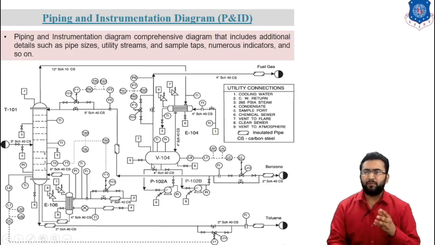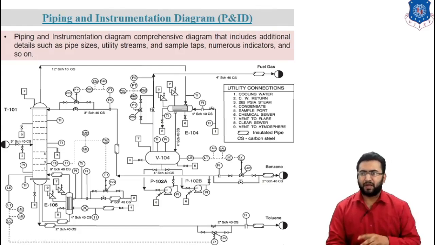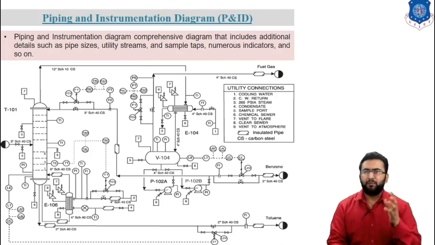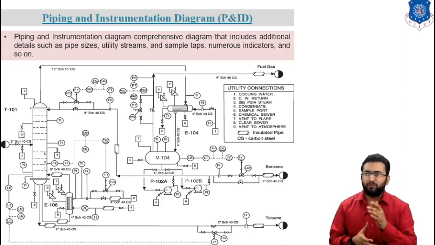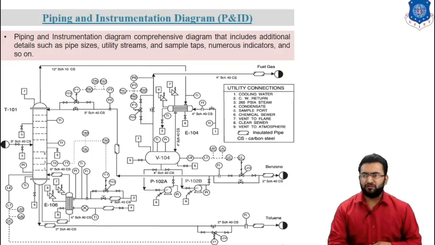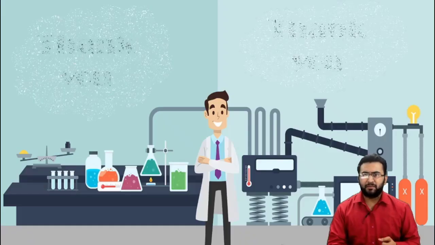Now let's talk about the piping and instrumentation diagram. A piping and instrumentation diagram is a comprehensive diagram that includes additional details such as pipe sizes, utility streams, sample taps, indicators, and so on. So this is all about the block flow diagram, process flow diagram, and piping and instrumentation diagram. I am completing my lecture here.